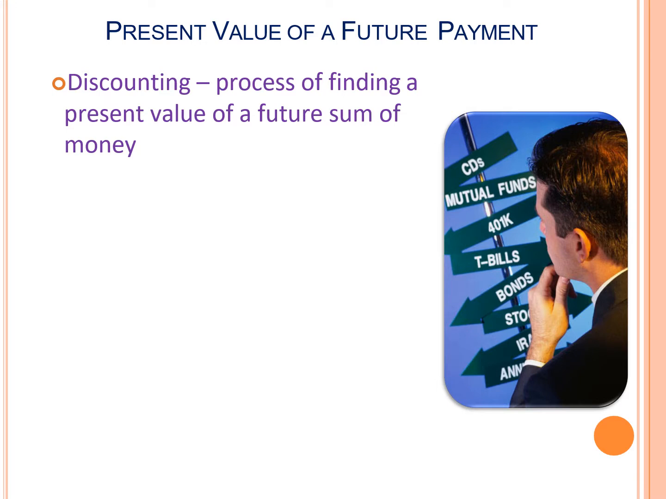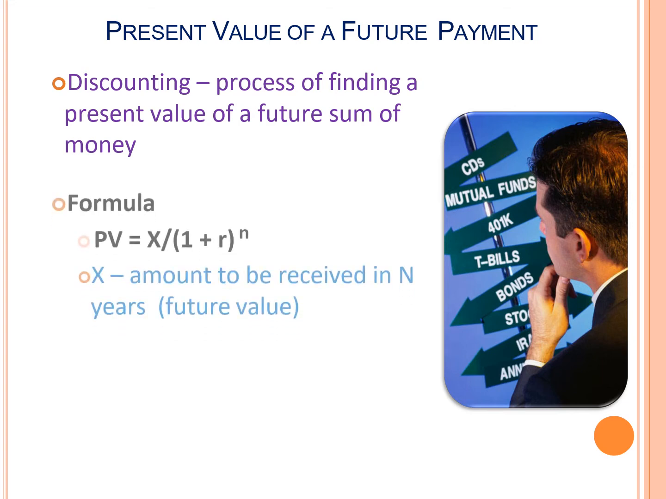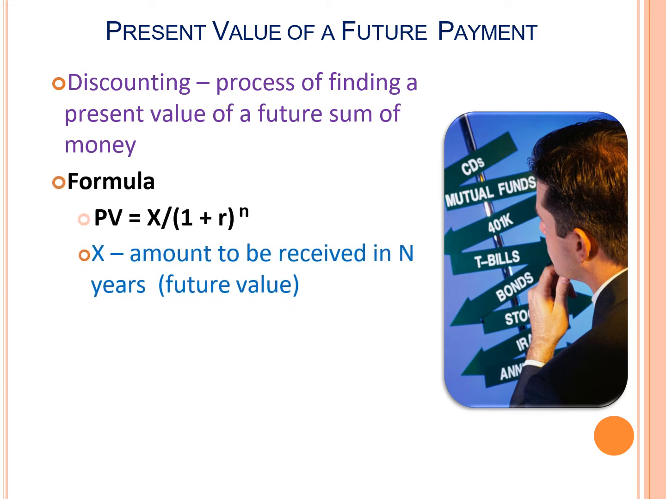Now, to do this, we have to do what economists call discounting. Okay, discounting doesn't mean you're getting money knocked off the price of something you want to buy. Discounting is a process of finding the present value of a future sum of money. The formula is a lot like the one we just saw for future value, but it's just turned upside down, right? So instead of multiplying, this time we're going to divide. The present value is equal to X, which is the amount that's being promised to you over some period of time, right? So in this case, it would be $1 million divided by 1 plus R. This sounds familiar, right? R is the interest rate to the power of N. N is the number of times compounded, so the number of years, okay?